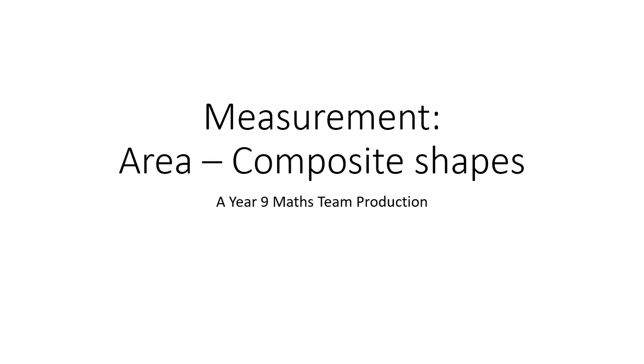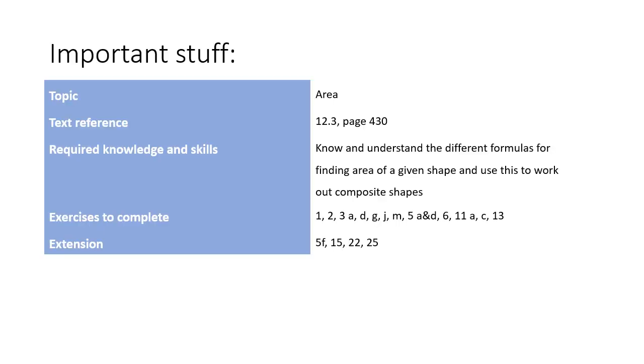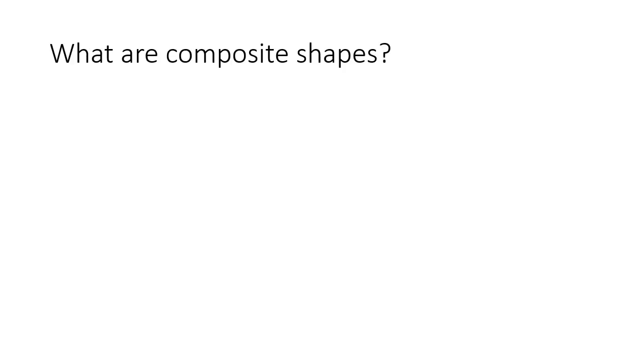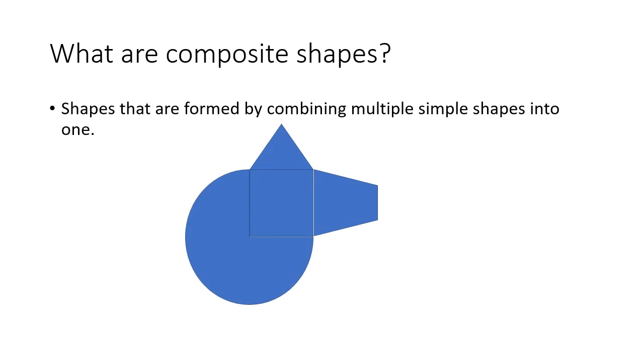So here I'm going to look at composite shapes in a bit more detail. Again, we've got the learning intentions in terms of the knowledge and skills and the exercises to complete on this video as well. So what do we mean by composite shapes? Composite shapes are formed when we combine multiple simple shapes into a larger, more complex one.